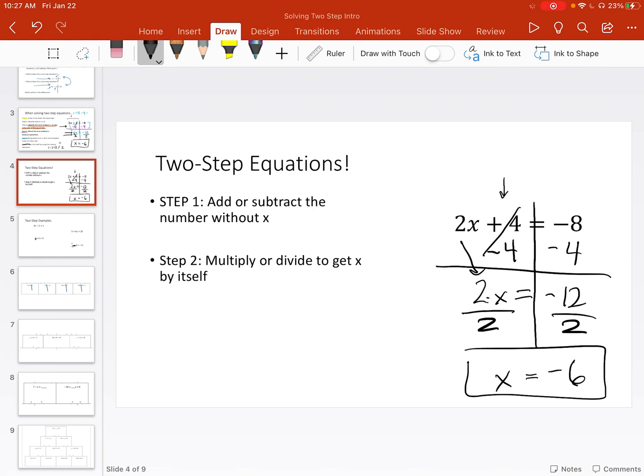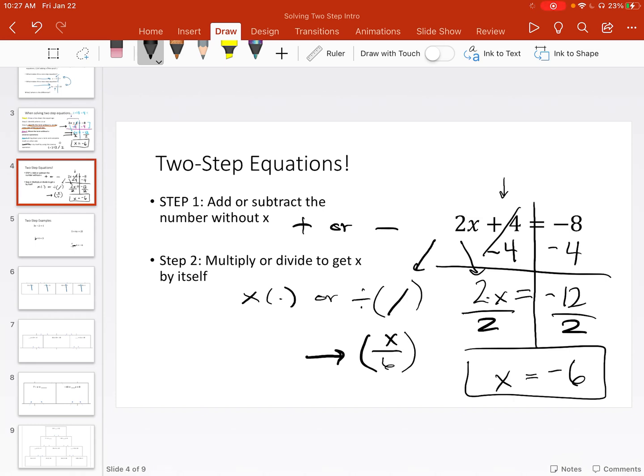Step 1 is always add or subtract. Step 2 is always multiply, which is the dot, or divide, which will look like a slash, or the fraction of x divided by. In our problems, it'll look like the fraction. On the calculator screen, it'll look like that. Calculator button, we get that. So we get 3 different signs for division, but understand all those mean the same thing.